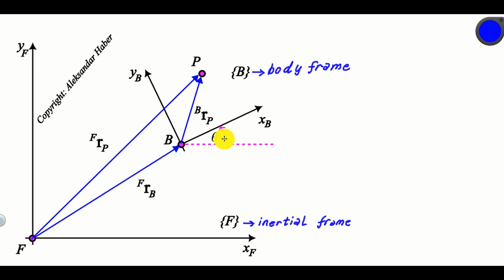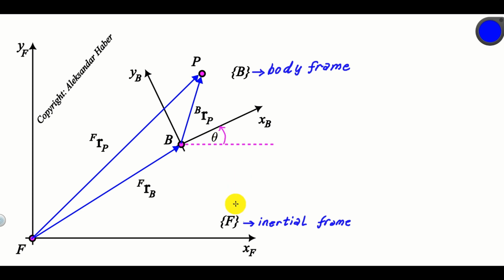The angle theta is the angle of rotation of the frame B with respect to the line parallel to the axis XF of the frame F. Over here, I denoted this line by using a dashed line. We can interpret this angle as the angle of rotation between the frame B and the frame F. The vector RBF can be interpreted as the translation vector between the coordinate frames F and B, and this angle theta can be interpreted as the angle of rotation between the B and F frames.